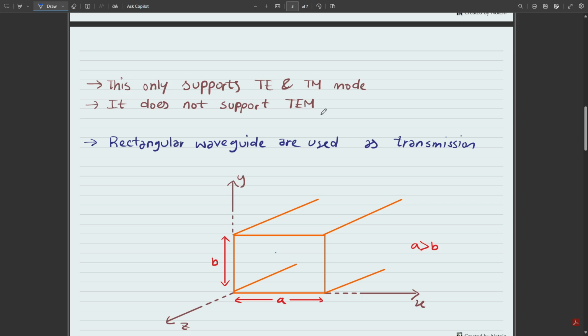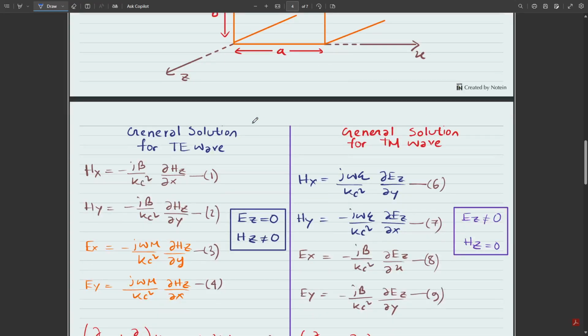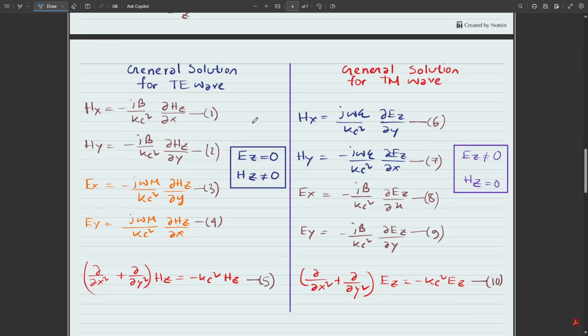And another thing is that rectangular waveguides are actually used in transmission lines or transmission mechanisms. We have seen in our waveguide lab, lab 5, that rectangular waveguides were used. So next, we'll go for the solution of the rectangular waveguide.